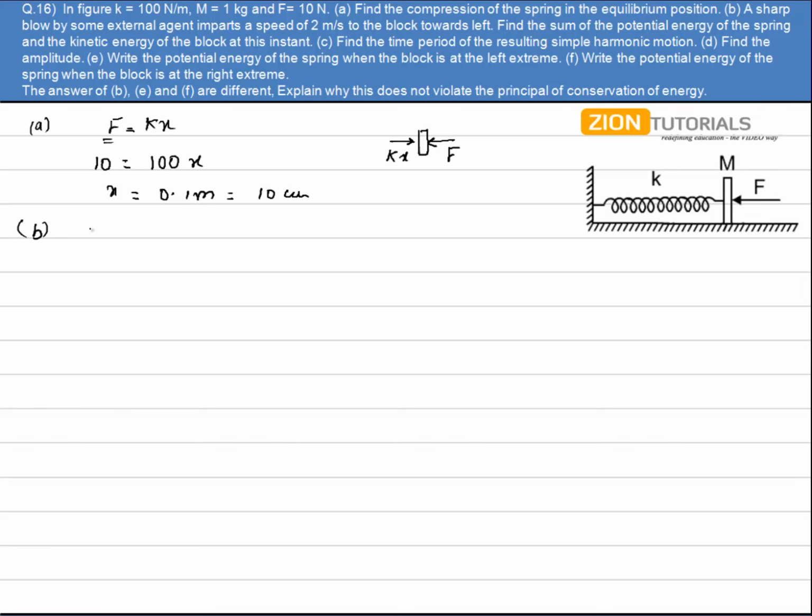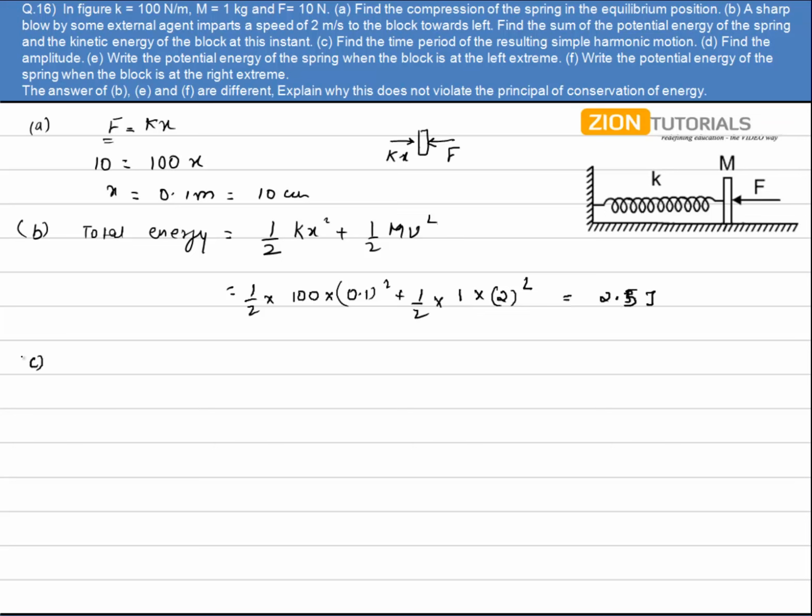Alright. So the total energy at this one instant can be written as half of K x square plus half of m v square. So to substitute the value, I have half of K, that is 100, the value of x is 0.1 meter as I calculated above, plus half of mass, that is 1, into the velocity, that is given as 2 meter per second, square. So the total energy comes out to be 2.5 joules.